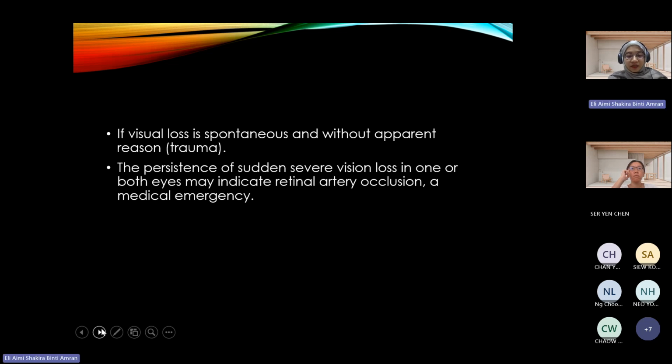And the persistence of sudden severe vision loss in one or both eyes. Persistence means if the patient blinks, if the patient rests, or whatever, the vision loss is still there. So it indicates retinal artery occlusion. So straight away refer the patient.